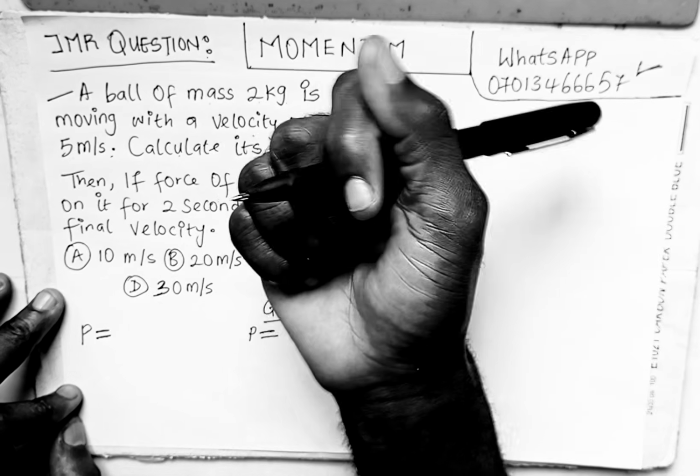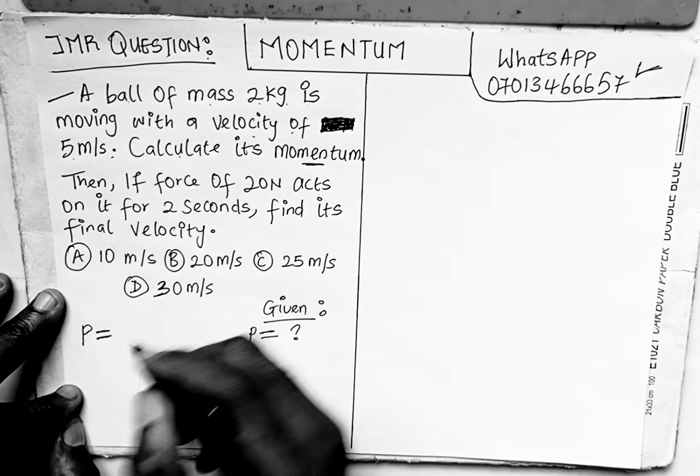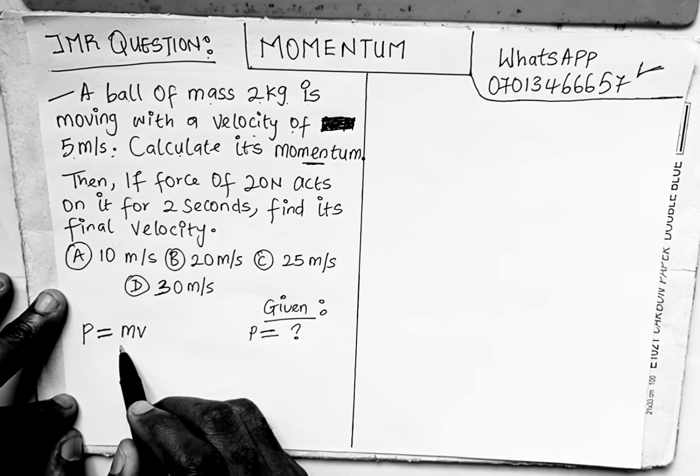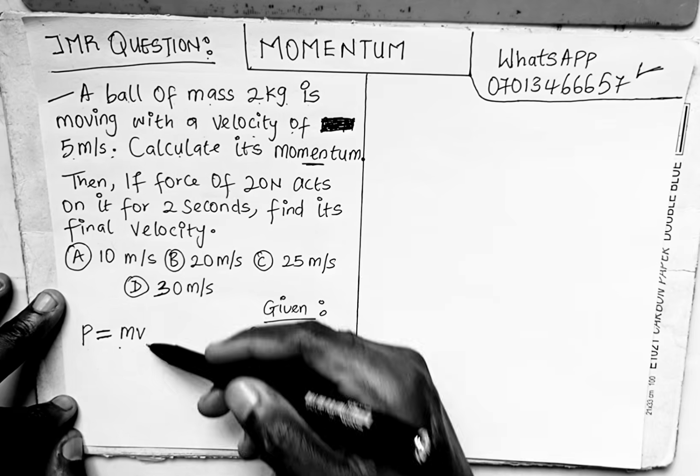So the mass of my hand, and the velocity at which it moves, the product of the mass and velocity is the momentum. So P equals mv. This is the formula for momentum. For us to get the momentum, we are going to look for the mass and the velocity and substitute. Let's look at what we were given.